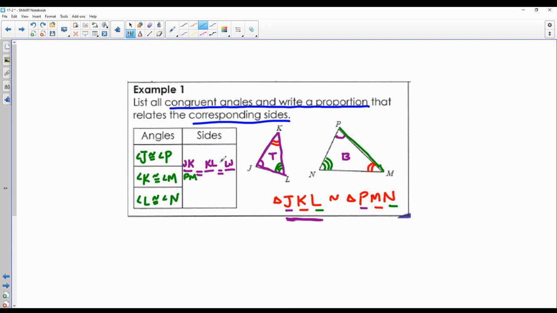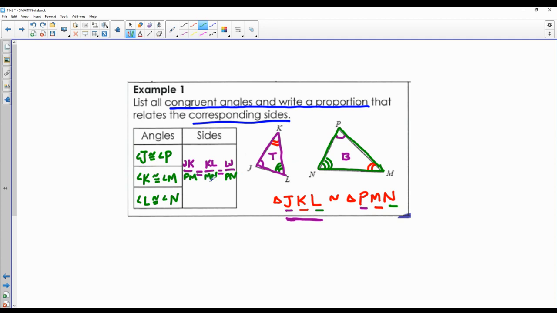Okay, then KL was between the 2 and the 3. So we go between our 2 and our 3 right here, and we have an MN. And then that leaves our last one, LJ. Sorry, here's LJ. That's between my 1 and my 3. So we're going to go between our 1 and our 3, and we're going to write a PN right there. All right, so that's the proportion that relates all of those sides.